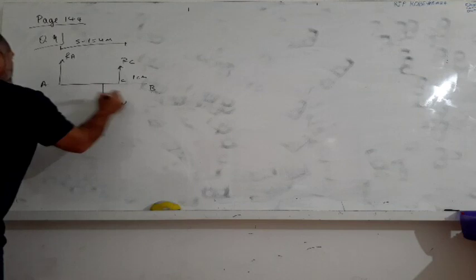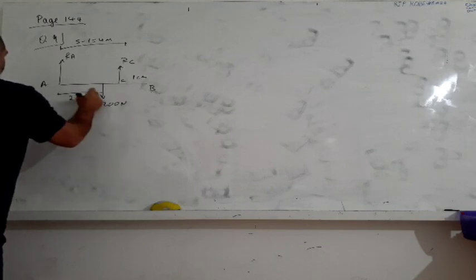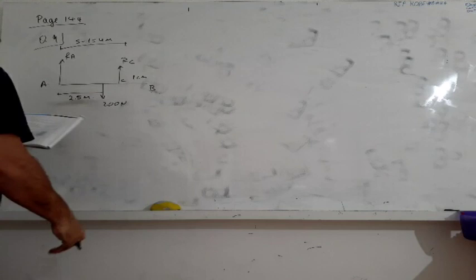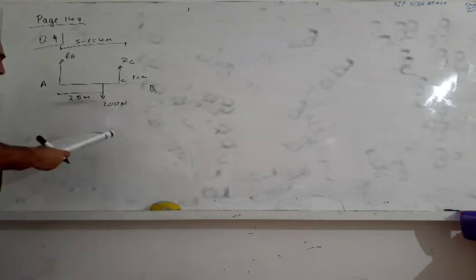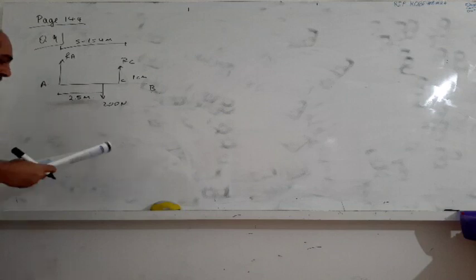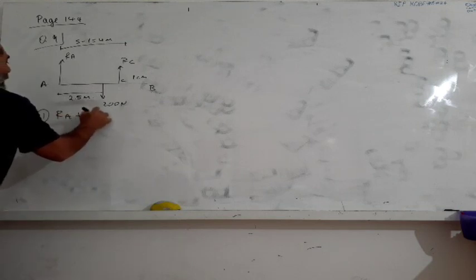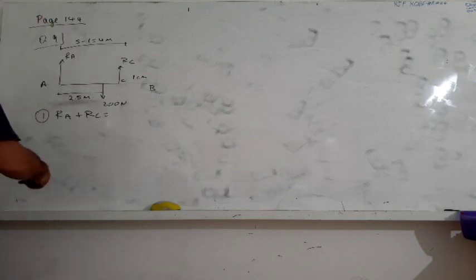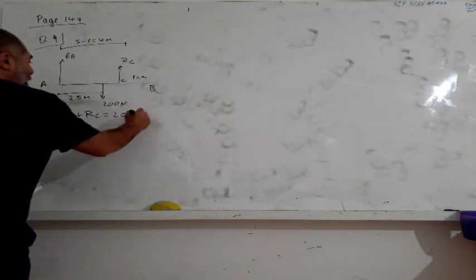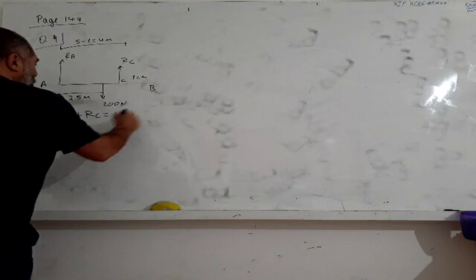Apply the rules. RA plus RC upward must be equal to downward forces. We have one downward force, which is the weight of the beam, 200. And let's apply anti-clockwise moments equal to clockwise moments. The moments are going to be about point A. The distance from A to RA is 0.